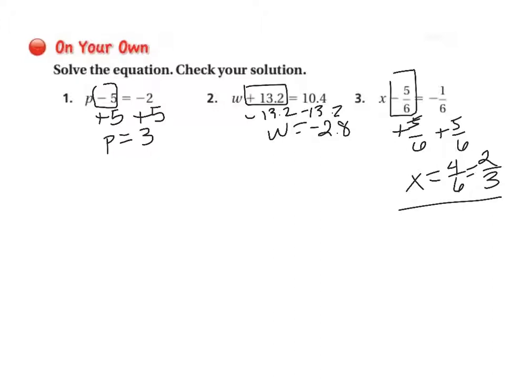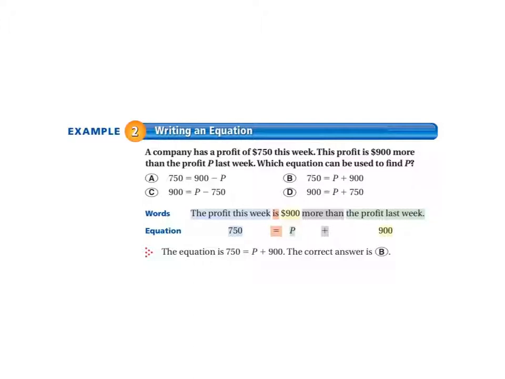We're going to move on now to page 99, example 2, writing an equation. A company has a profit of $750 this week. This profit is $900 more than the profit P last week. Which equation can be used to find P?